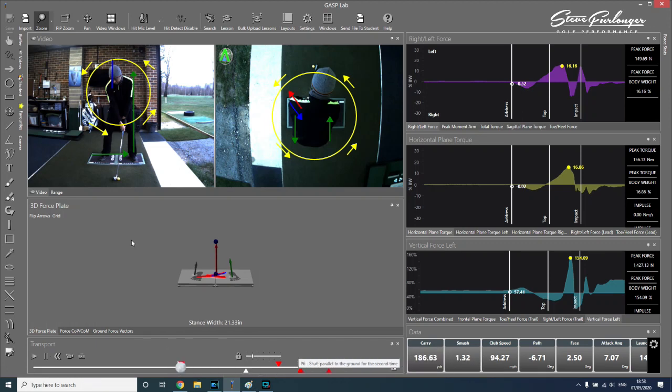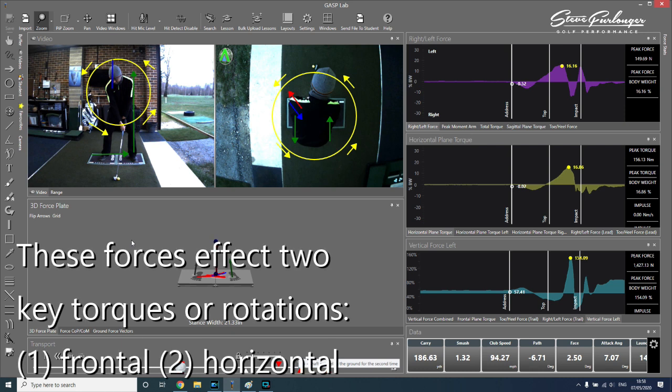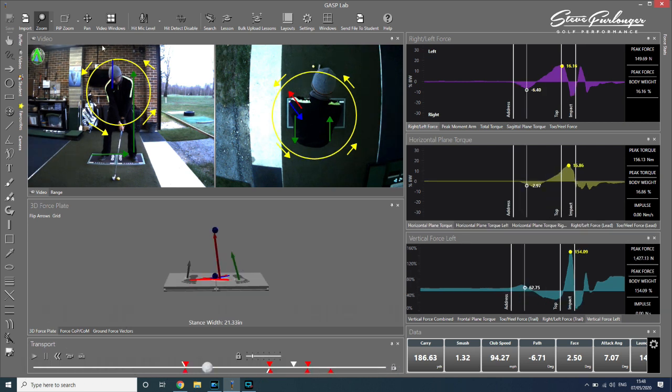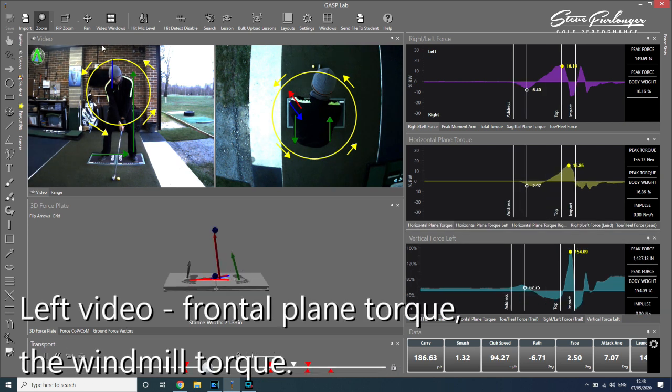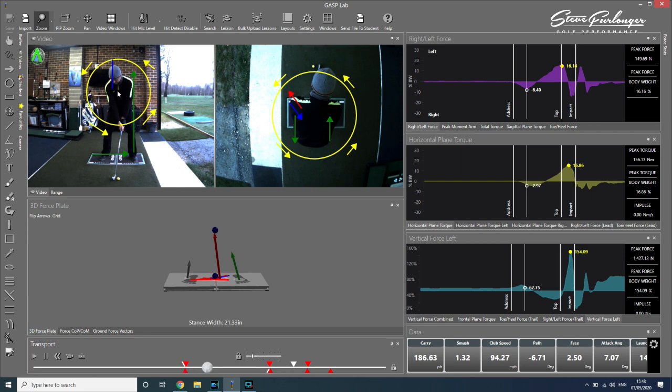These 3 linear forces affect 2 key torques that are measured. One is frontal plane torque and the other is horizontal plane torque. On the left hand side you can see a circle. I've put that circle starting roughly from the middle of my body. Think of that being a windmill.